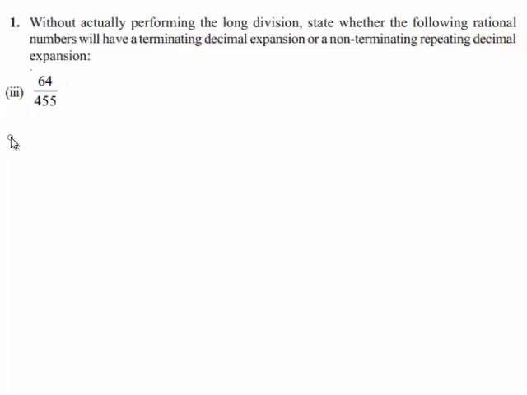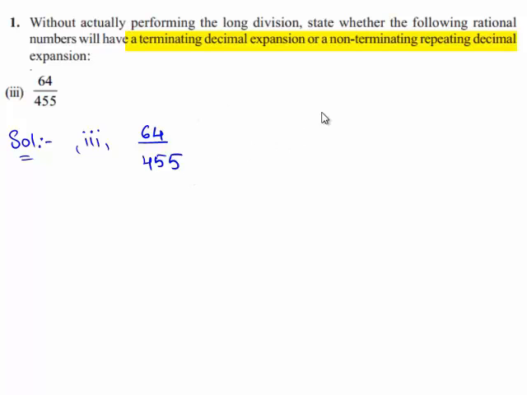Now let us move on to the third bit given in the question. So here we need to find whether the given rational number 64 upon 455 has a terminating decimal expansion or a non-terminating repeating decimal expansion. To find whether the decimal expansion is terminating or non-terminating repeating, we shall first write the given denominator as a product of its prime factors. Therefore, we shall first factorize 455.